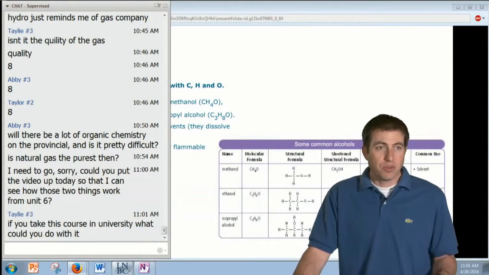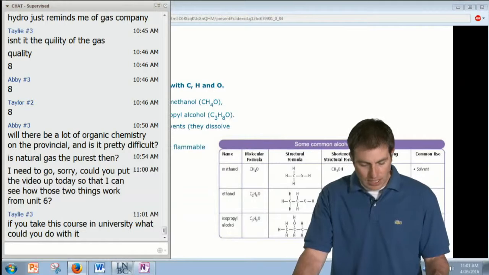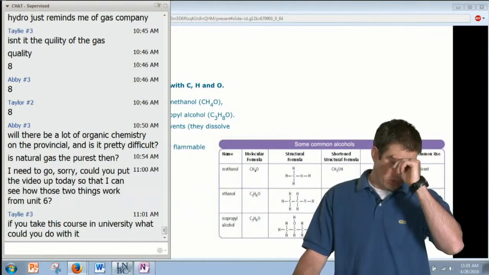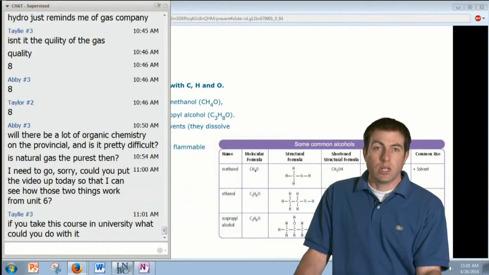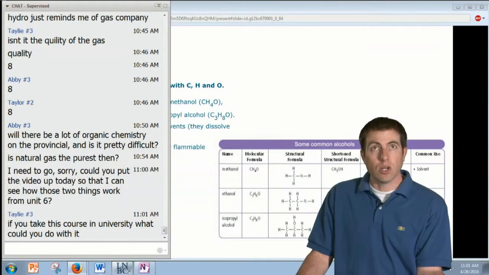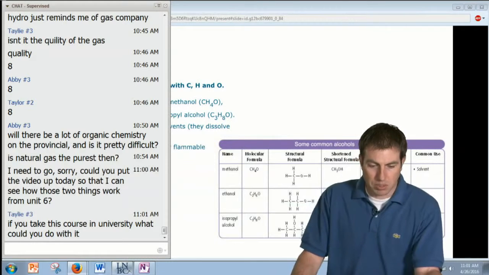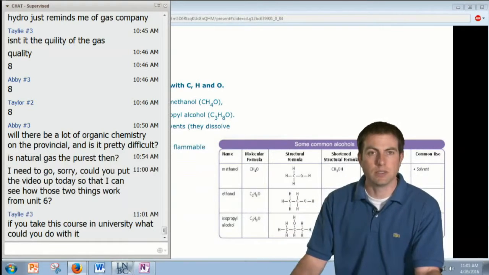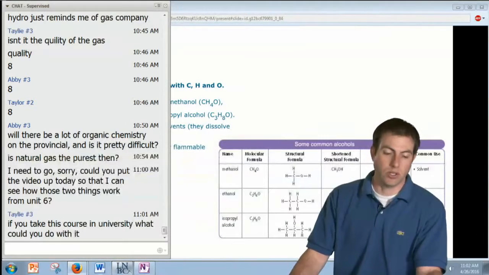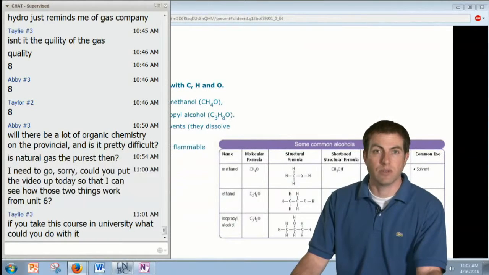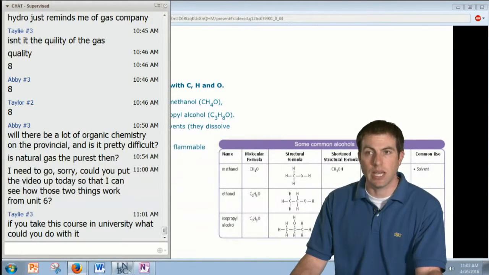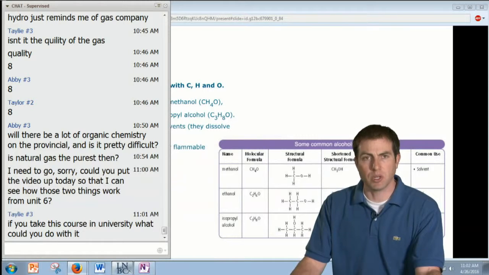If you take this course in university, what could you do with it? I don't know, Taylor. You could work in a lab. So there's pharmaceutical labs, or people process things like blood, test blood for platelets, or maybe if you're undergoing cancer or something, they test it for white blood cell count, things like that. So allowing you to work in a laboratory.